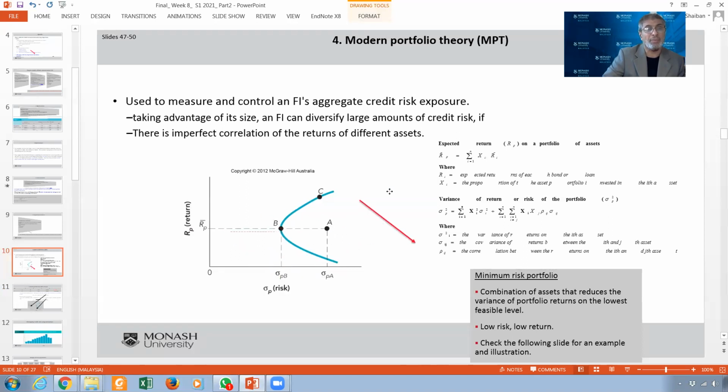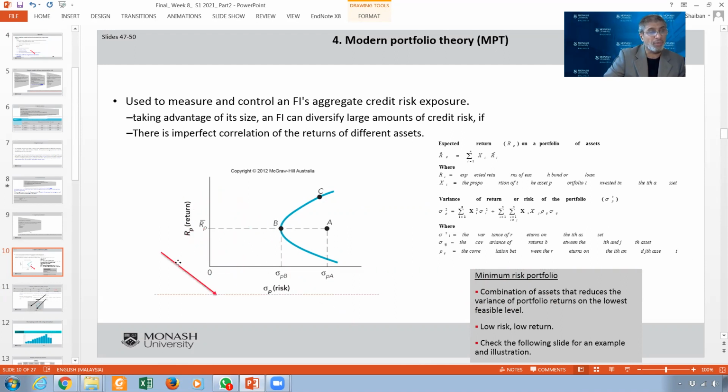Now, let me give you an example. How can you calculate the return? This is how you calculate the return of the portfolio. First, you will calculate the return, and then the risk, and then you will match it with its return, and you can calculate the return and the risk for any portfolio. So the minimum risk portfolio is a combination of assets that reduces the variance of the portfolio return to the lowest possible level, which is this one. Because it's low risk, you will have low return.